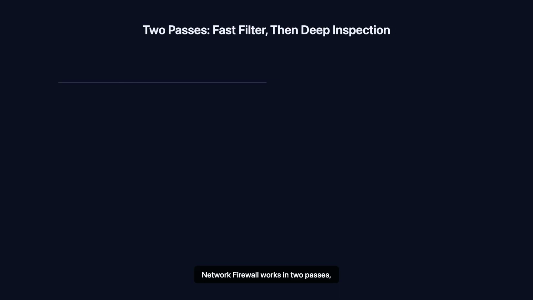Network Firewall works in 2 passes, and it mirrors how enterprise firewalls have always worked. First come the stateless rules. They look at each packet on its own, against the 5-tuple of source and destination IP, source and destination port, and protocol.